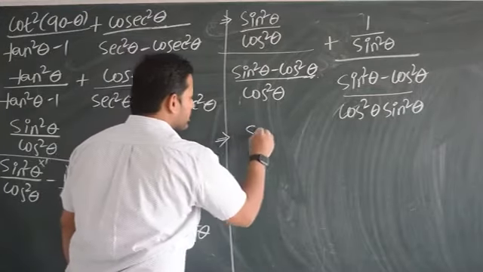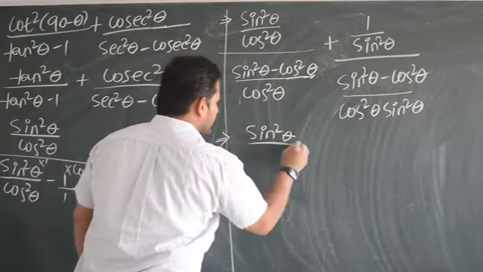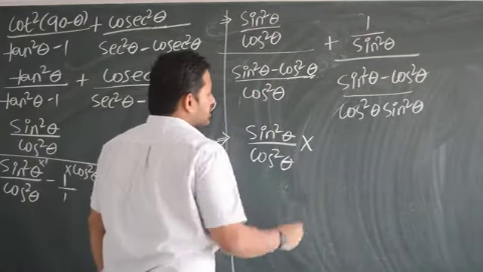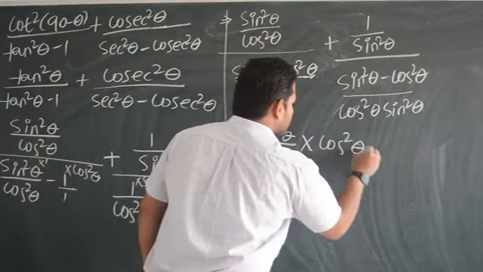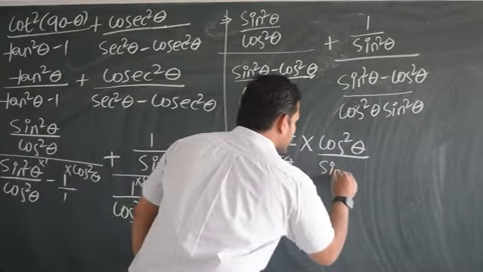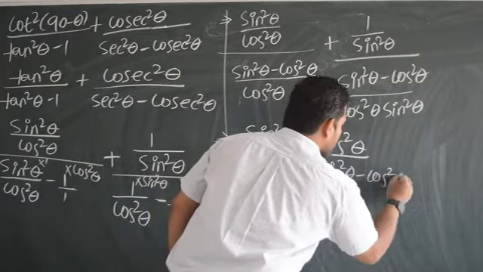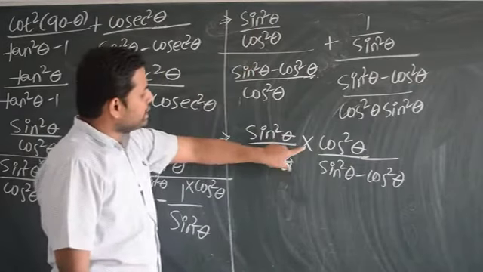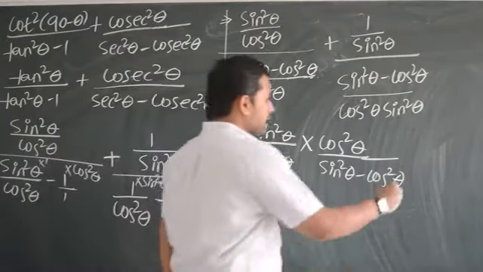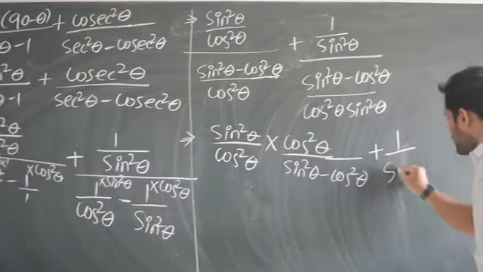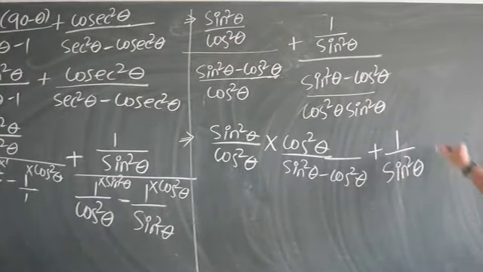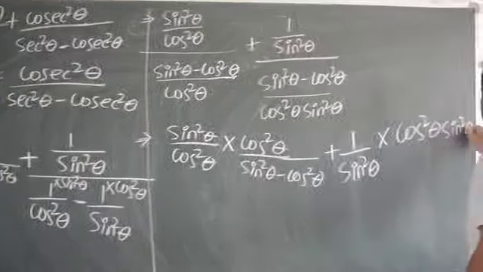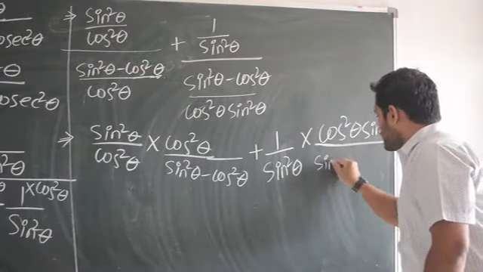Now let me get into the other things of this. Let me reverse this. So it becomes sin square theta divided by cos square theta. It is there for sure. When I multiply, it becomes reversed, right? So it becomes cos square theta divided by sin square theta minus cos square theta. Are you understanding this? This is the numerator and this is the denominator. When I multiply, it gets reversed. That is the way to do it. Then again plus 1 over sin square theta. Then it becomes cos square theta into sin square theta, divided by sin square theta minus cos square theta.